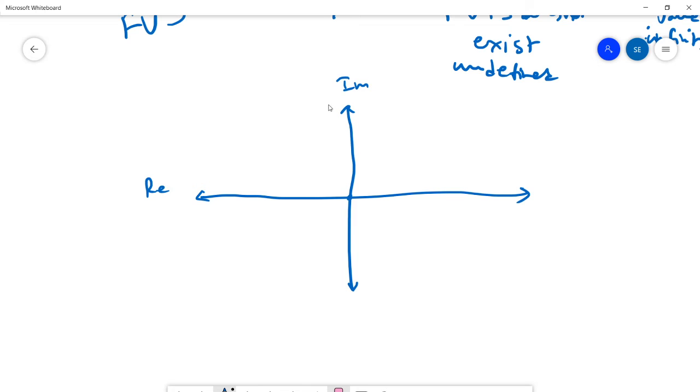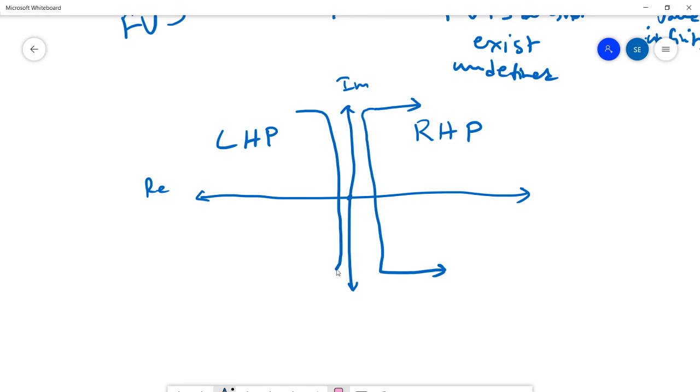So this is the imaginary axis. This is real, and this is called the right half plane. This is the left half plane. This is the imaginary axis. This is the origin. We'll segregate the S plane into four types.